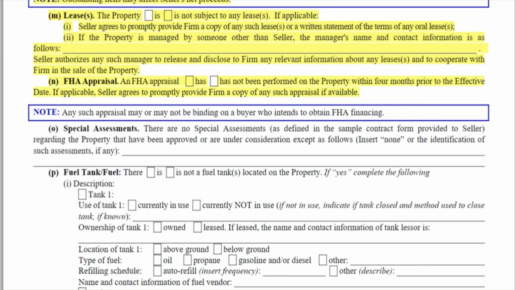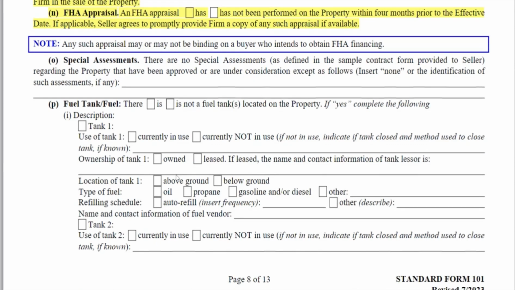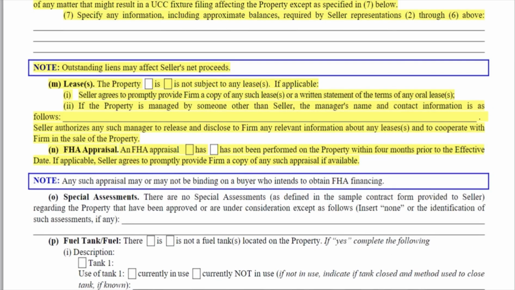An FHA appraisal has or has not been performed on the property within 4 months prior to the effective date. If applicable, the seller agrees to promptly provide the firm a copy of any such appraisal if available. So that's pretty much self-explanatory. If you've gotten your home appraised within the last 4 months, then we would need that appraisal.